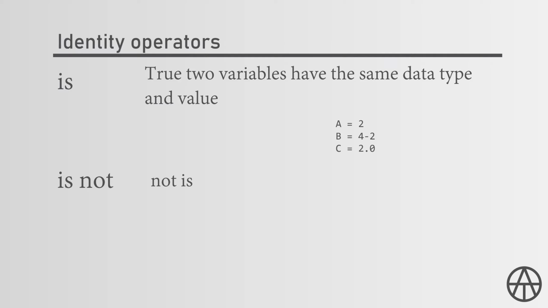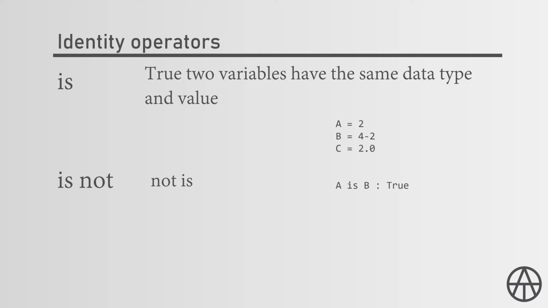So look at this code, for example. We said a equal to 2, b equal to 4 minus 2, and c equal to 2.0. You see that a is an integer, right? It's 2. And b is also an integer. It's going to result in 2. But c is a float because it's 2.0.